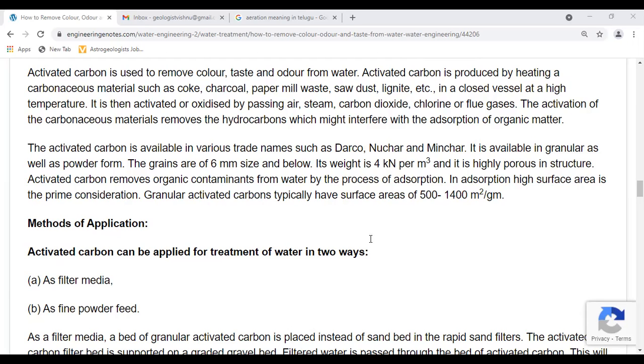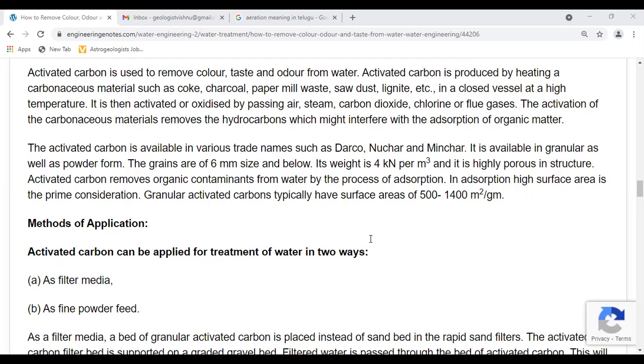The activation of the carbonaceous materials removes the hydrocarbons which might interfere with the adsorption of organic matter. The activated carbon is available in various trade names such as Darco, Nuchar, and Minchar. It is available in granular as well as powder form. The grains are of 6 millimeter size and below. Its weight is 4 kilonewton per meter cube and it is highly porous in structure.